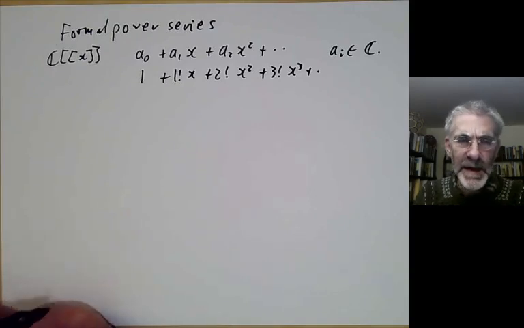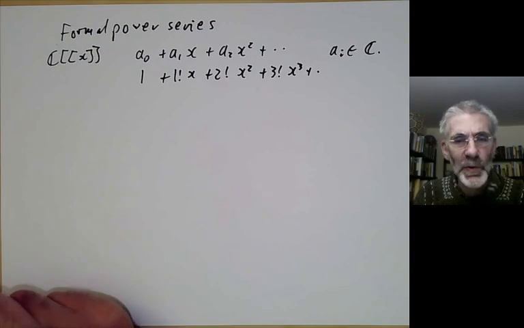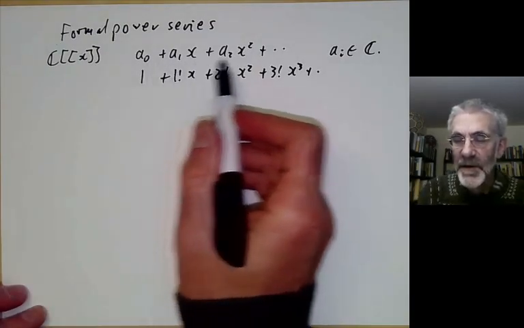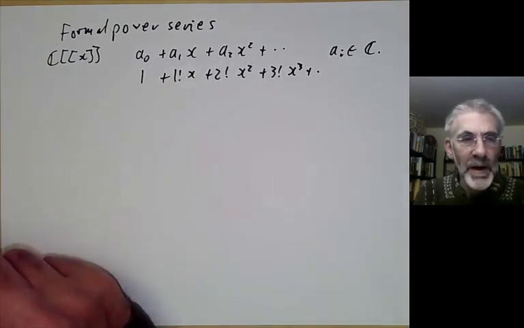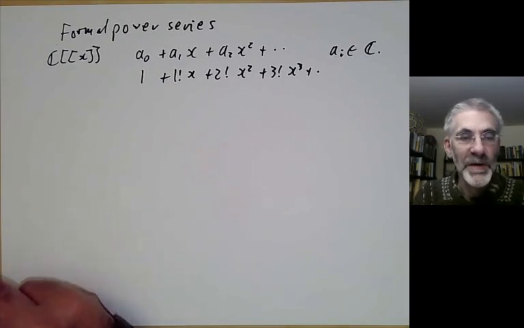Back in the 19th century, people used to get really nervous about formal power series and thought they really ought to converge, otherwise they don't make sense, because if it doesn't converge anywhere, then it's not a function. And how do you define multiplication and so on if it's not a function?